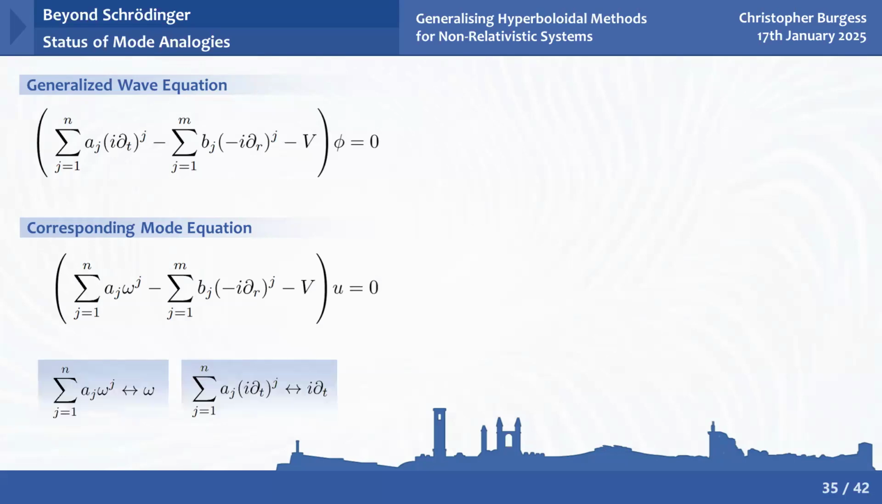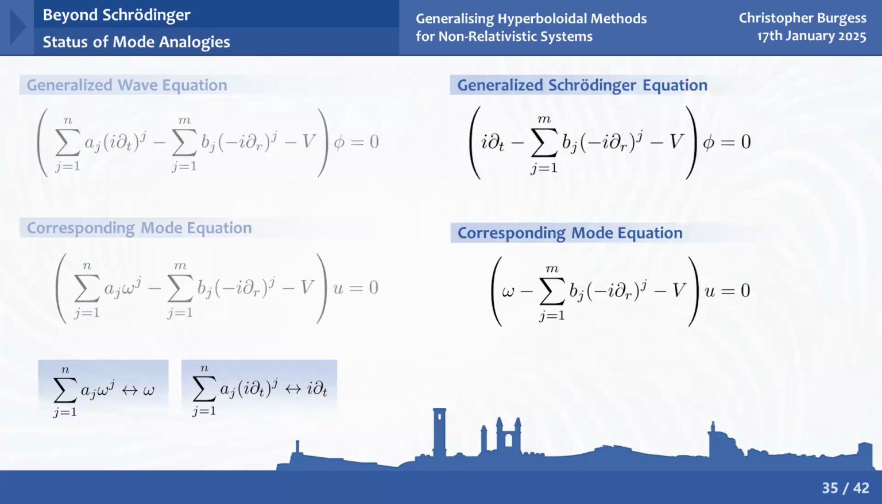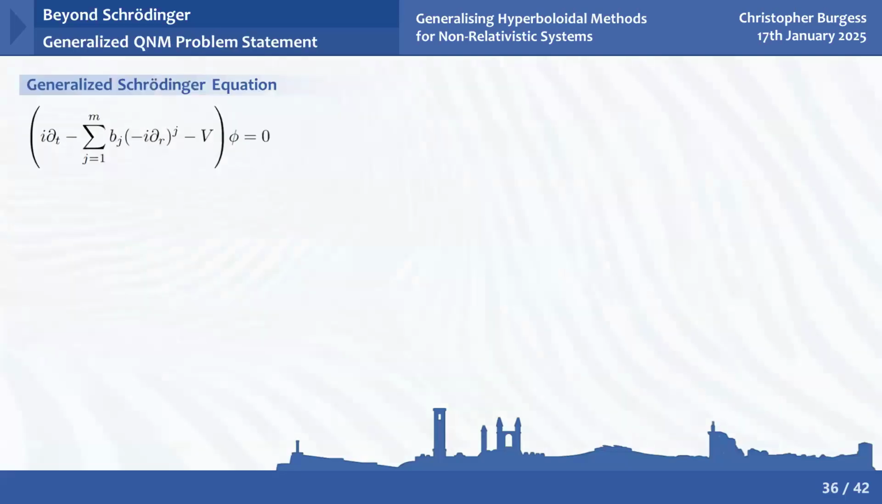We can do something similar here. We can't relate back to the wave equation or the Schrödinger equation because the spatial derivatives are different, but we can always just turn this into a generalized Schrödinger equation because the frequencies are just related by some polynomial transformation. And so going forward, we only really need to look at generalizations of the Schrödinger equation. So that's what we'll do.